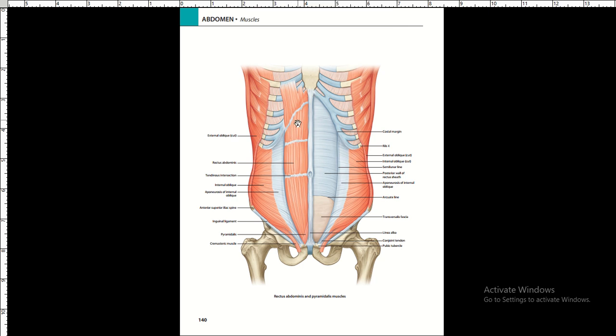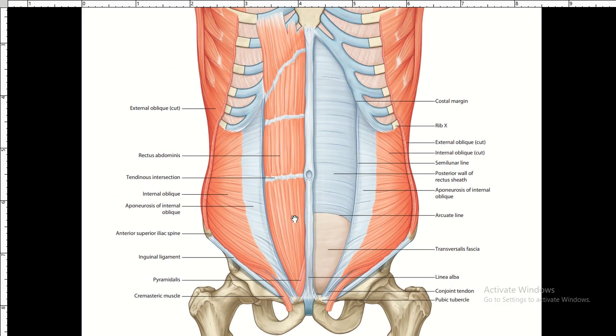So right here, this is your rectus abdominis muscle. Let me zoom a little bit. This is your rectus abdominis muscle. It is bilateral, so you can find it here and here, separated by the linea alba.